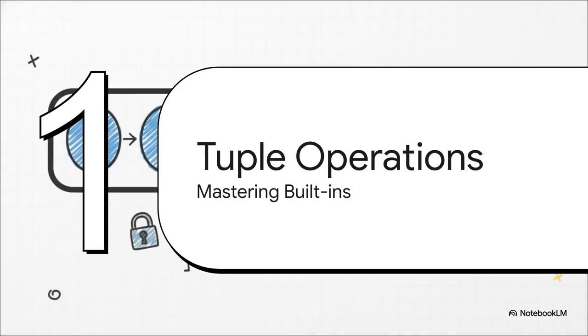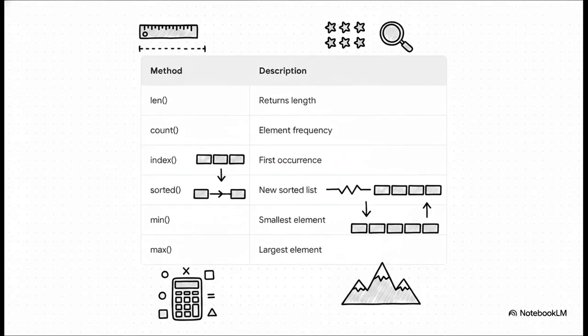Section 3, Mastering Tuple Operations. Now, even though these lockboxes are securely shut, there is still a massive amount of manipulation we can do. Just because we can't change the internal elements doesn't mean we can't analyze them, combine them, or slice them up. Here's a super handy cheat sheet of built-in functions for analyzing that locked-in data. You've got the length function to check how many elements there are, and count to see how frequently a specific element pops up. Need to find where an item is? The index method gives you the exact location.